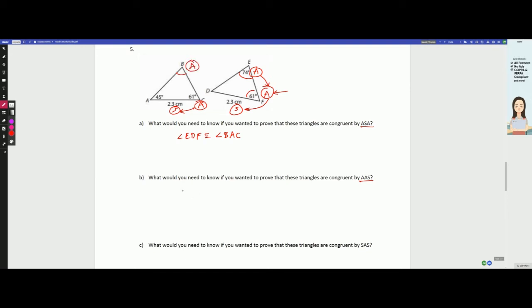Okay, so we need to know for a fact that angle ABC is congruent to the other angle DEF. Okay, so we need to know that this angle is corresponding to the other angle. So that's what we really need to know.